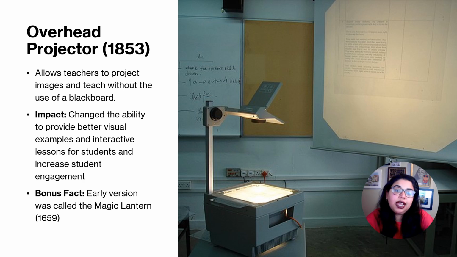Another addition to the classroom is the overhead projector that was invented in 1853 that allowed teachers the ability to project visual aids without the use of a blackboard onto a screen. This allowed students to interact better and increase their engagement in the classroom. Did you know that the magic lantern that was invented in 1659 is actually an earlier version of the current overhead projector?